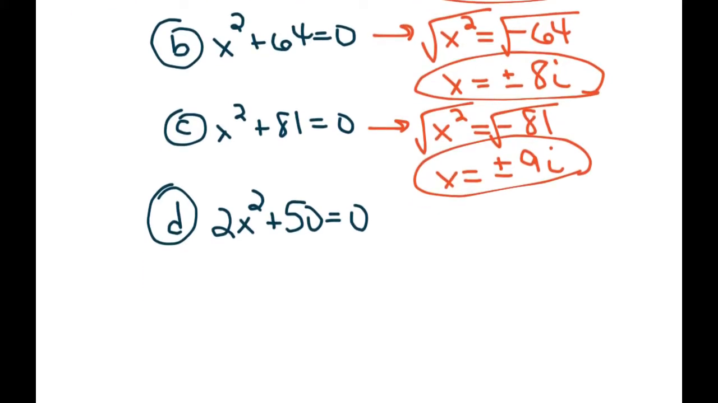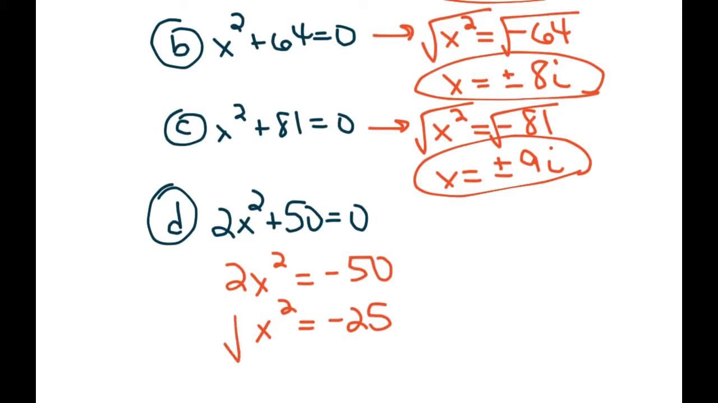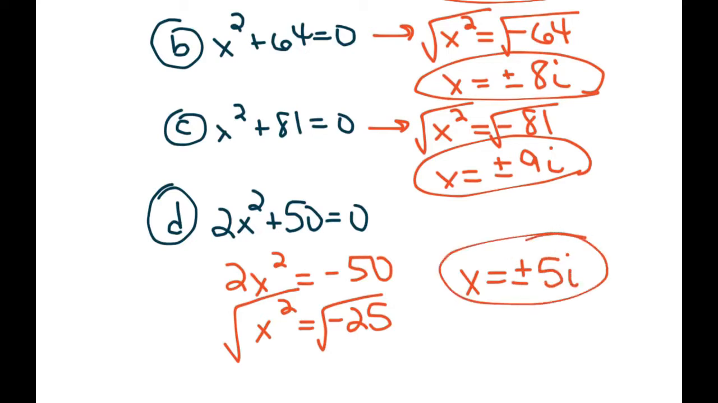The last one, first you're going to subtract the 50. Then you're going to divide by 2. Now you can take the square root of both sides. So x is equal to plus or minus 5i. Remember that the only time you put an i is when you're taking the square root of a negative.